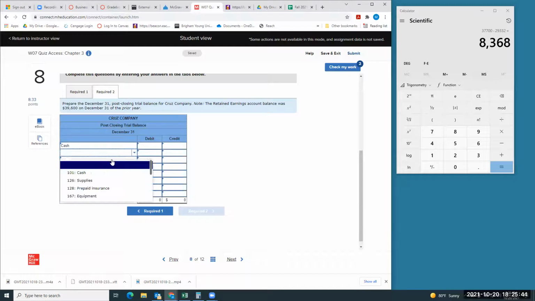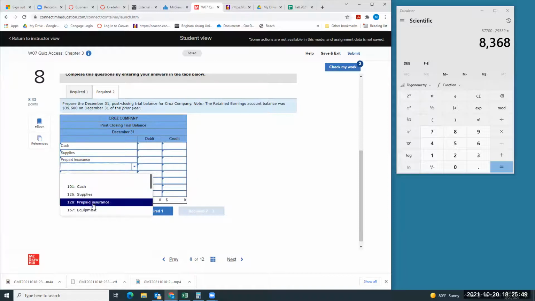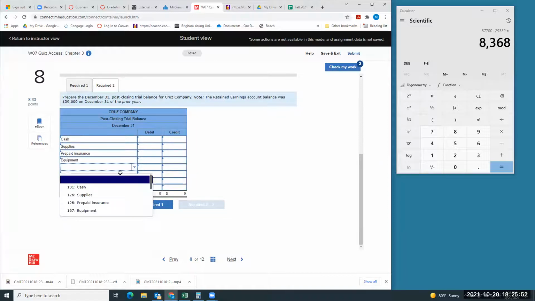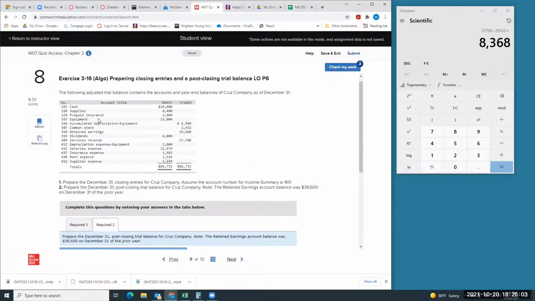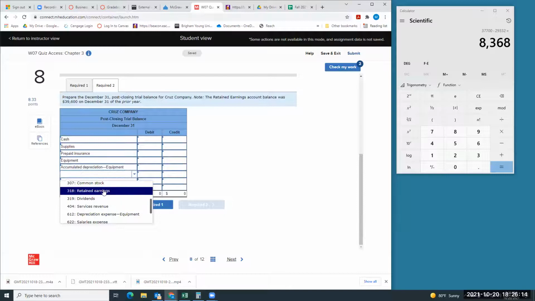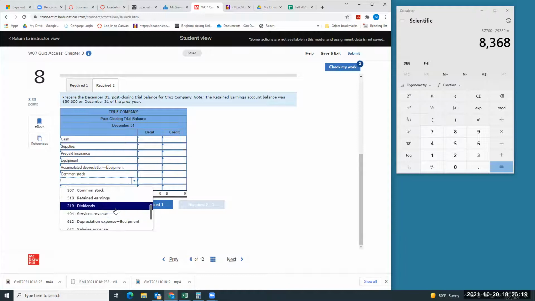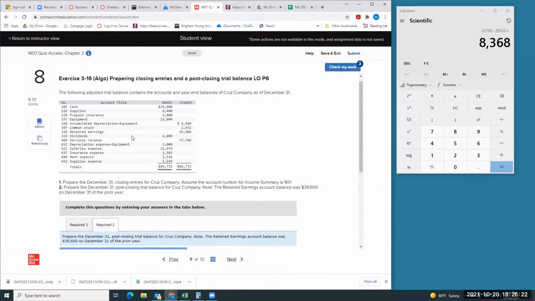Cash, supplies, prepaid insurance, equipment, accumulated depreciation on our equipment. Do we not have any liabilities? Cash, supplies, prepaid insurance, equipment, accumulated depreciation on the equipment, common stock, retained earnings. That's it, no liabilities. Common stock and retained earnings. Are we missing anything?